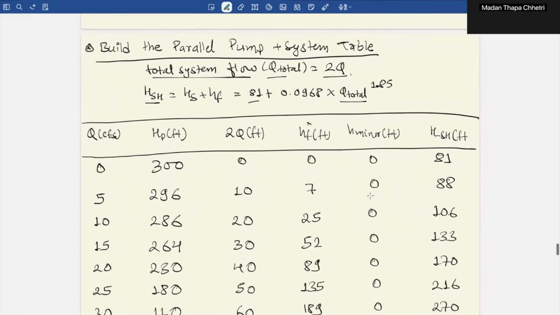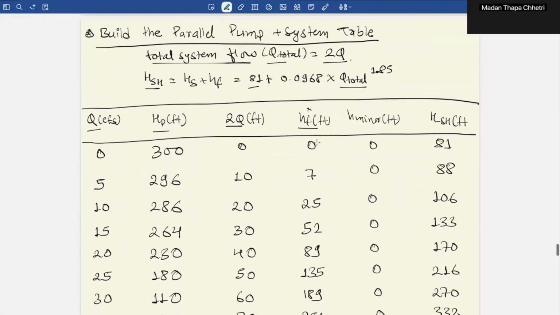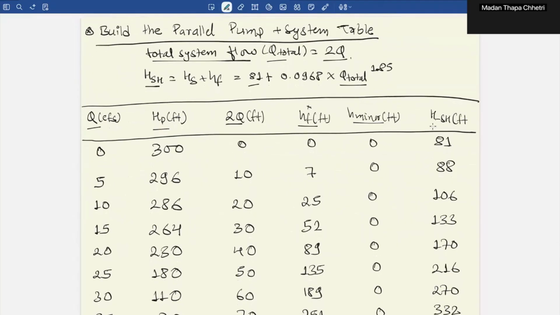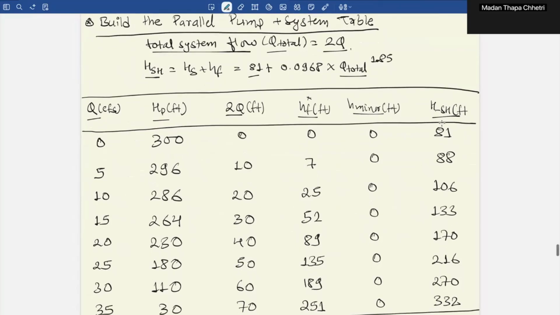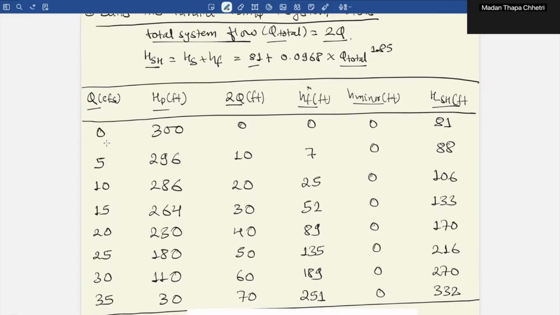So here we are not doing anything different. Q is given, HP is given. Instead of directly computing from the original pump characteristics, we will be using this 2Q value for computing the head loss due to friction. That's one of the differences here, and H minor is negligible, 0. So HF system head we can compute by that.